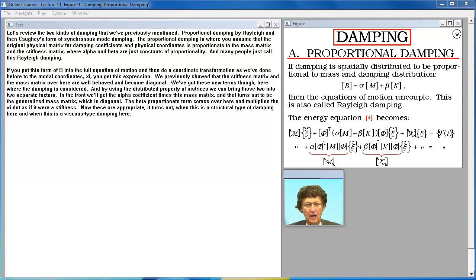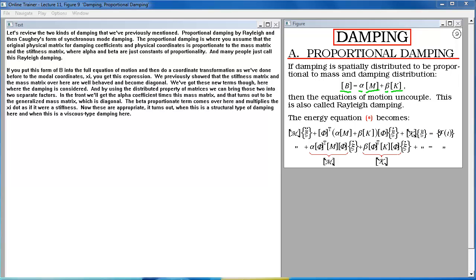Let's review the two kinds of damping that we've previously mentioned: proportional damping by Rayleigh, and then Caughey's form of synchronous mode damping. The proportional damping is where you assume that the original physical matrix for damping coefficients in physical coordinates is proportionate to the mass matrix and the stiffness matrix, where alpha and beta are just constants of proportionality. And many people just call this Rayleigh damping.